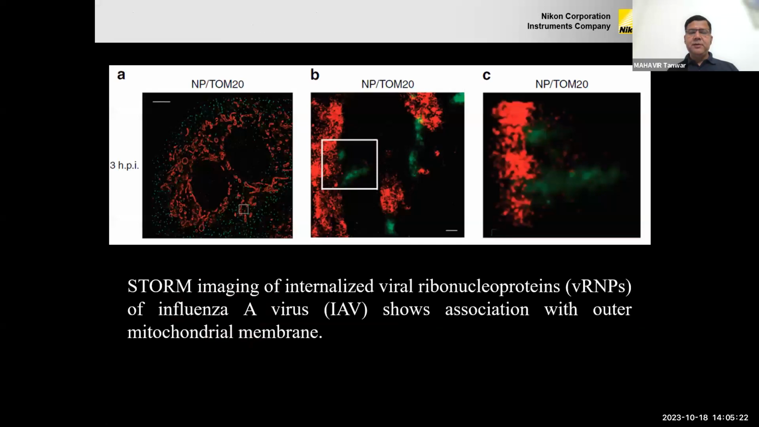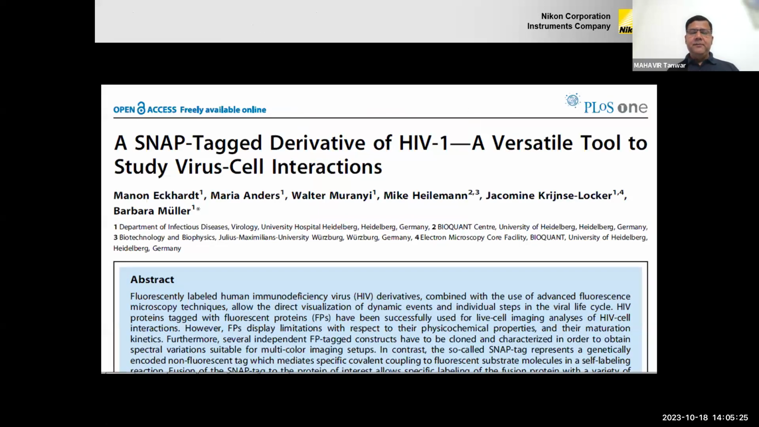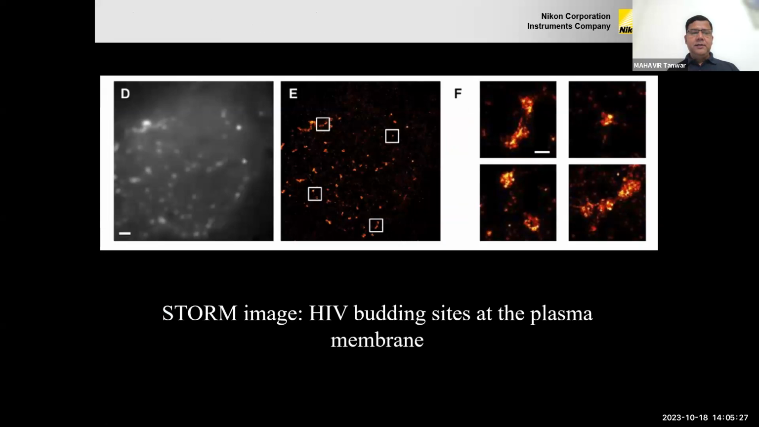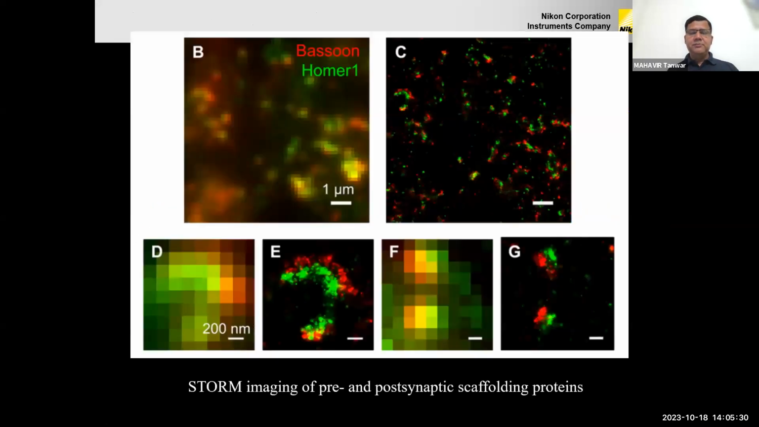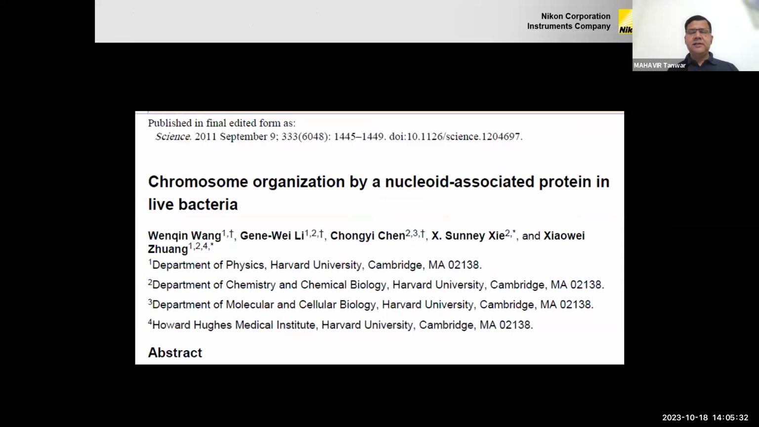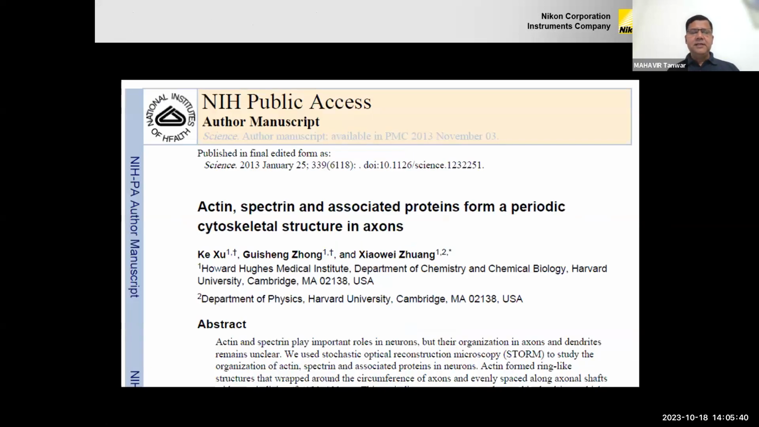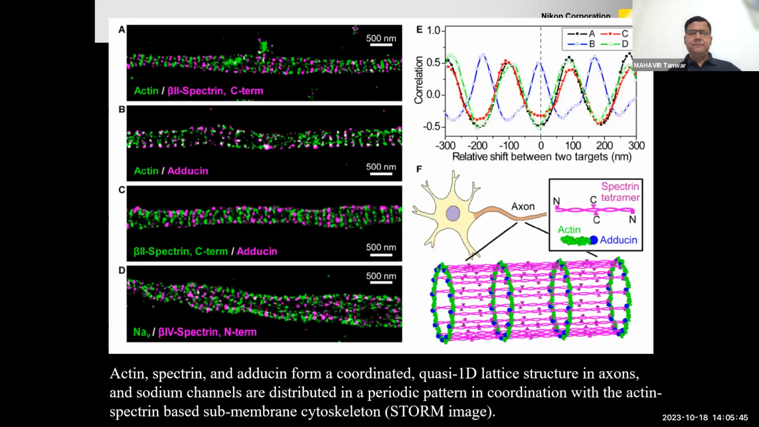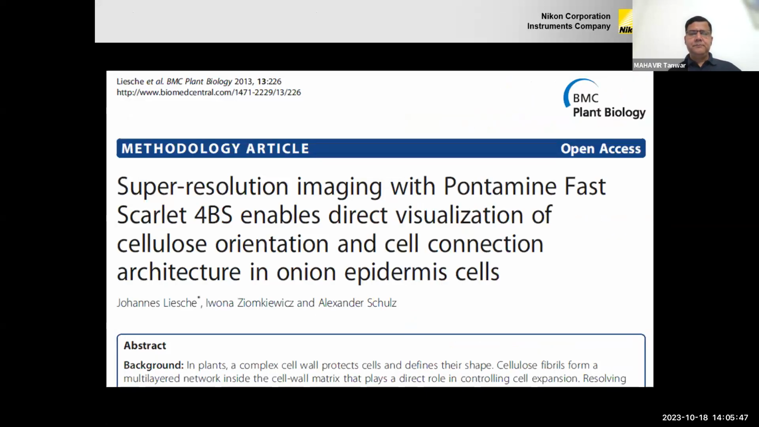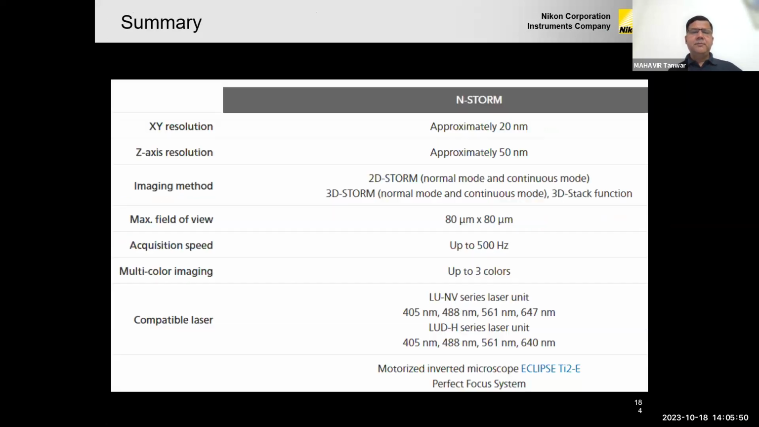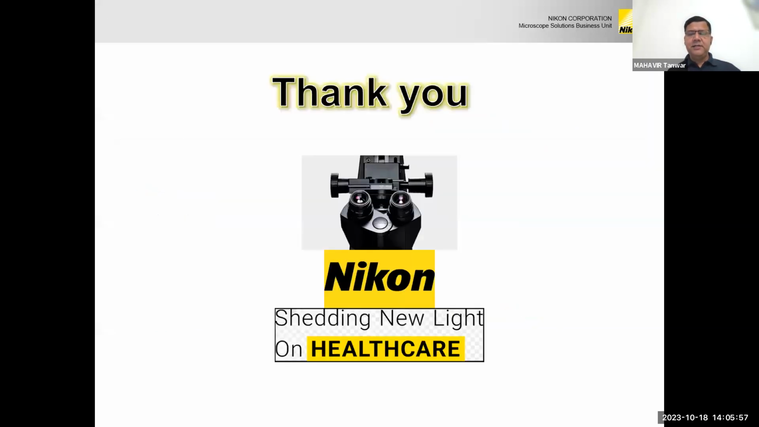So these are certain papers already published using STORM, and it is a very effective technology. And in India also, we have quite a good installation base of this. But the biggest thing is the sample needs to be prepared very, very efficiently. Usage of STORM is very simple, but sample preparation is the key. So these are all the STORM papers. XY is 20 nanometer and Z is 50 nanometer. You can perform up to 3 colors, and 500 frames per second is the capturing capability.